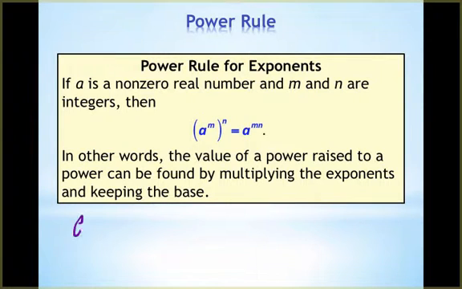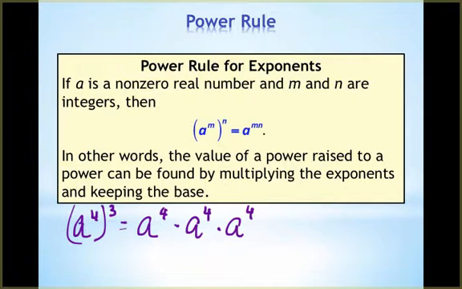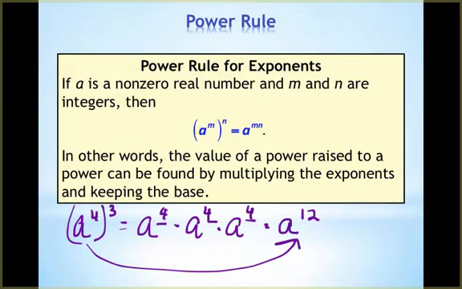Let's say we had a to the 4th cubed. Well, we know that a to the 4th cubed is a to the 4th times a to the 4th times a to the 4th. But by our product rule from previous videos, we know that we would add our exponents when we're multiplying. So 4 plus 4 plus 4 would be 12. And if we look back at our original problem, we would want to multiply our exponents to get our answer of a to the 12th.